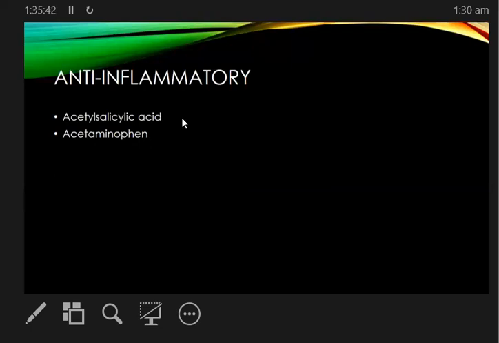Anti-inflammatory, we have your acetylsalicylic acid and your acetaminophen. They are otherwise recognized as analgesics. Take note that acetylsalicylic acid is commonly known as aspirin, and I think I mentioned that. It is associated with hepatotoxicity leading to fulminant hepatic liver failure as seen in Reye syndrome. It has a serious toxic effect, especially in the case of children.